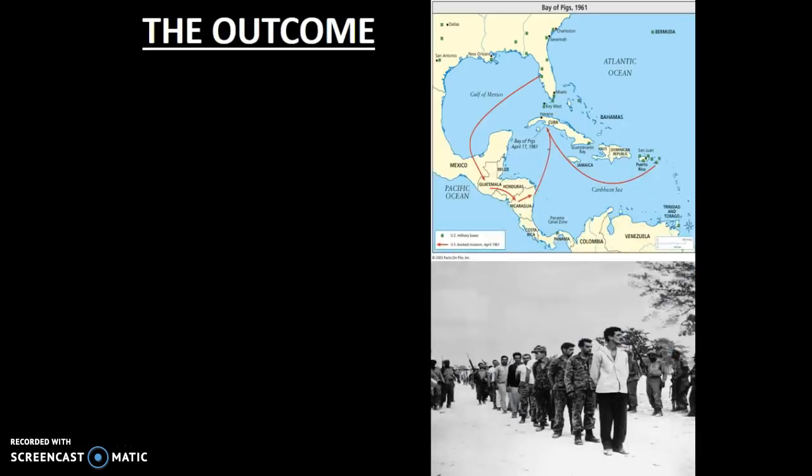So let's talk about the outcome, meaning what happened at the end of this Bay of Pigs invasion. We can see Cuba is located here in the Caribbean. We can see, according to this map, where the invasions were launched from. So we can see that from Florida, these exiles landed in Guatemala, traveled to Nicaragua, and then from Nicaragua ultimately launched the invasion on the Bay of Pigs area of Cuba. And another invasion by these exiles was also launched from the islands off the coast of Puerto Rico into Cuba.